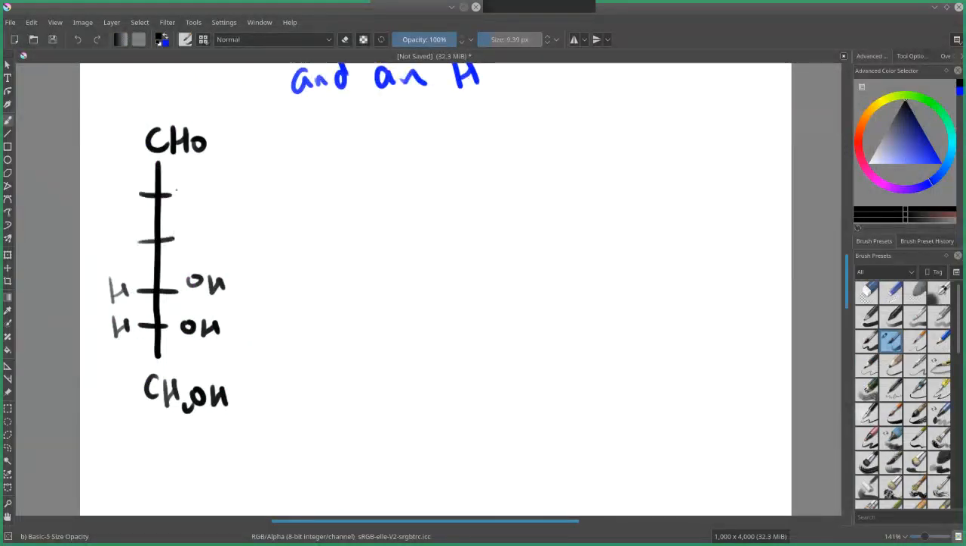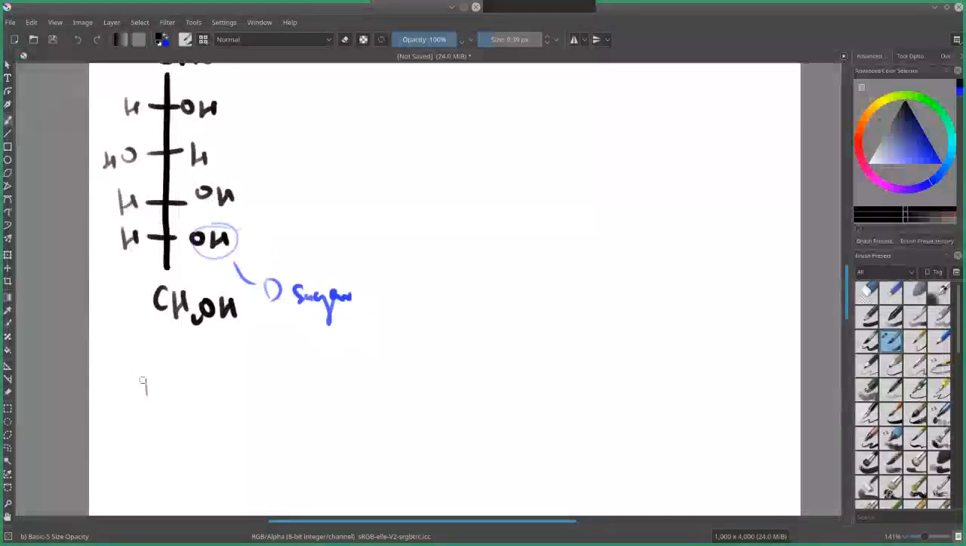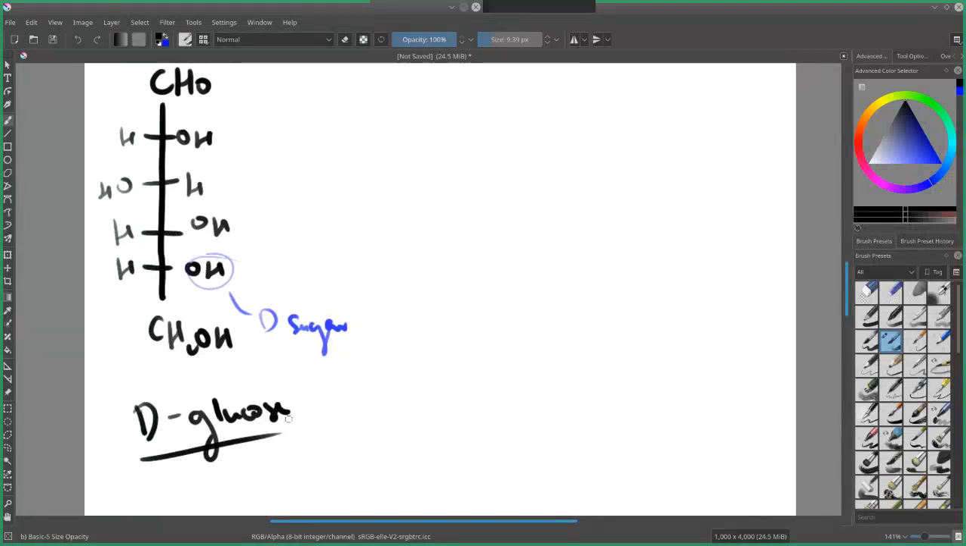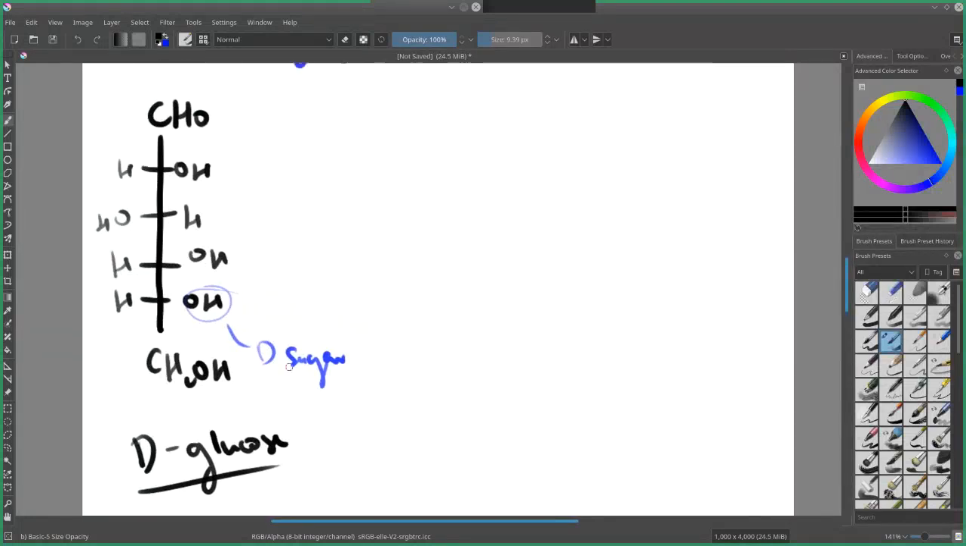Okay. Here we go. Okay. So this is a D sugar, and specifically this is D-glucose. This is one of the sugars that I know for a fact that you should know the structure of.